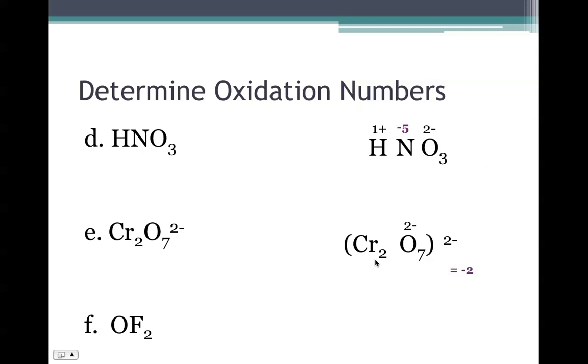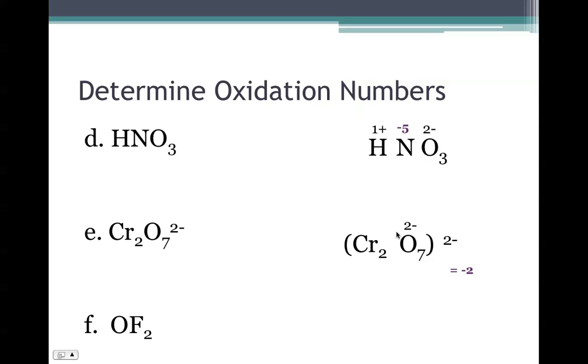Alright, for our polyatomic ion, again, I'm just putting this in brackets because this -2 is not being assigned to oxygen. This is the charge of the entire polyatomic ion. So I'm just putting the brackets on to keep it separate. Here, the sum of all of the oxidation numbers is going to be -2.